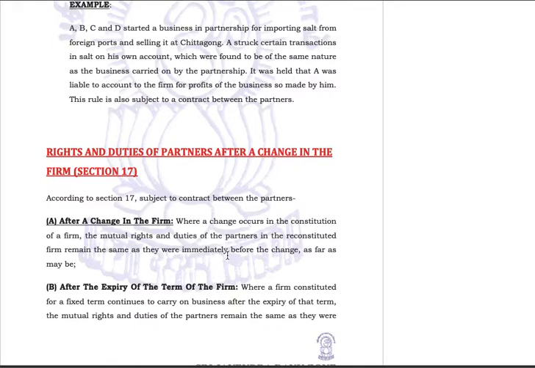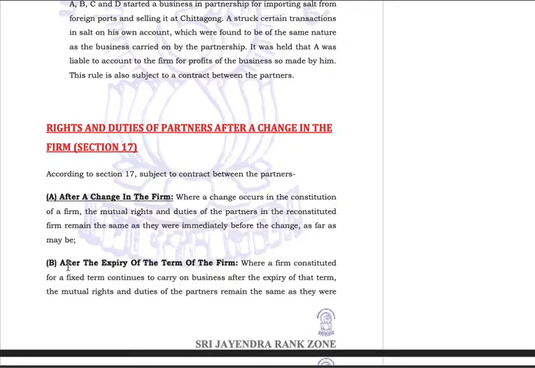After the expiry of the term of the firm. Where a firm constituted for a fixed term continues to carry on business after the expiry of that term, the mutual rights and duties of the partners remain the same as they were. Like we discussed, there were fixed term firms, fixed partnerships for a fixed period of time. If the firm continues to carry on business after the fixed term, now it will become a partnership at will.